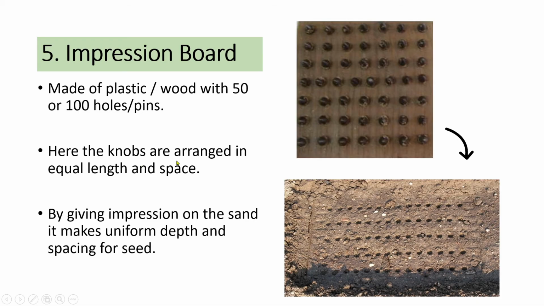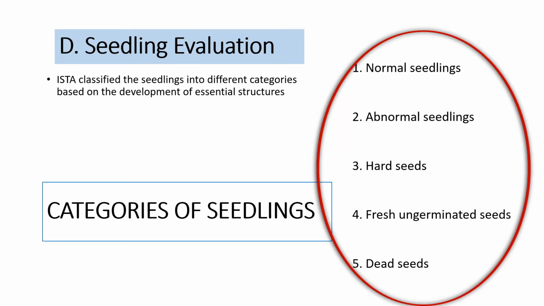The knobs are arranged at equal lengths and spacing. The usual purpose of this is to give impressions, to make holes in the sand, making the spacing for seeds uniform. This usually saves effort and time for the seed germination test.